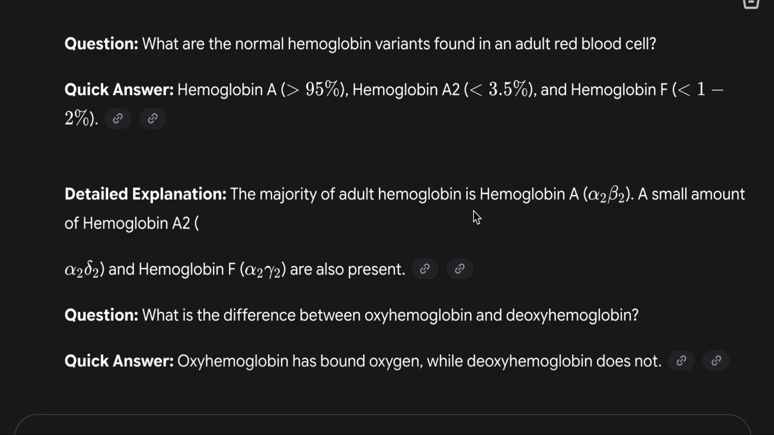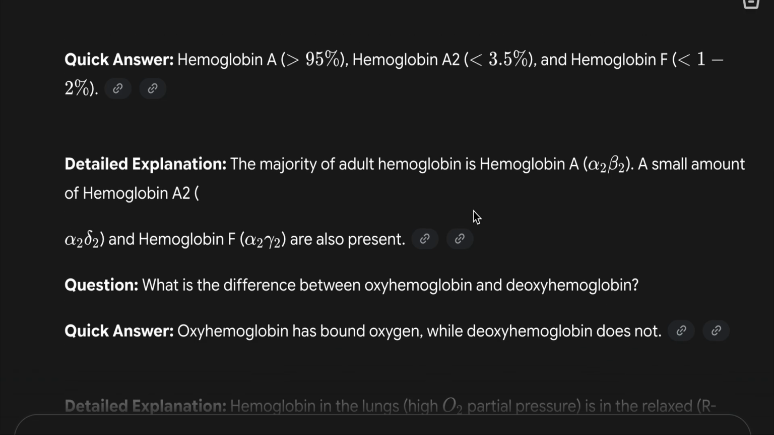The majority of adult hemoglobin is hemoglobin A, which is alpha 2 beta 2. A small amount is hemoglobin A2, alpha 2 delta 2. So hemoglobin A2 is made up of alpha chains and delta chains, and hemoglobin F is alpha chains and gamma chains.